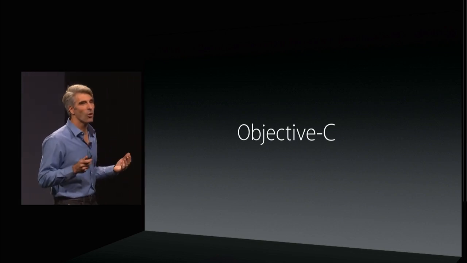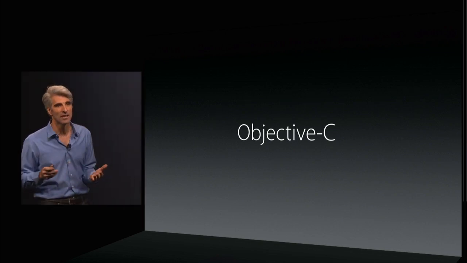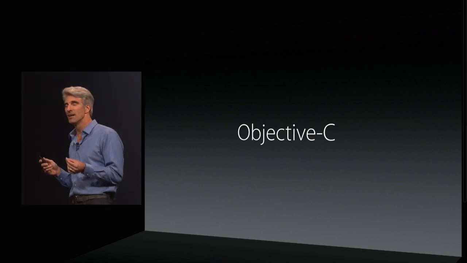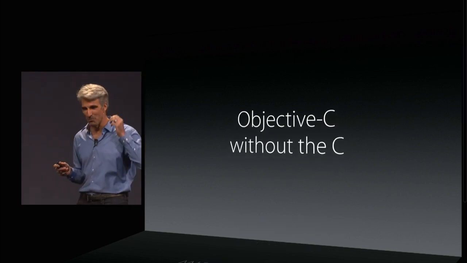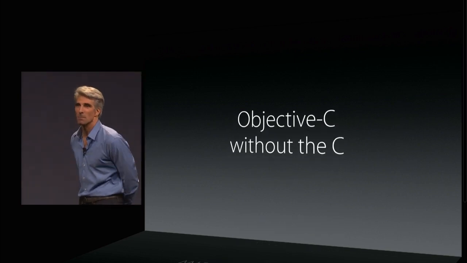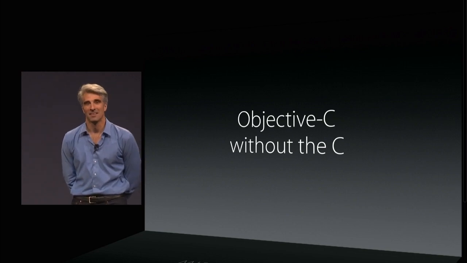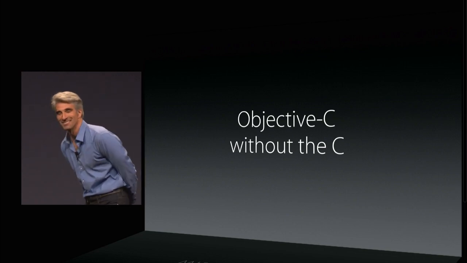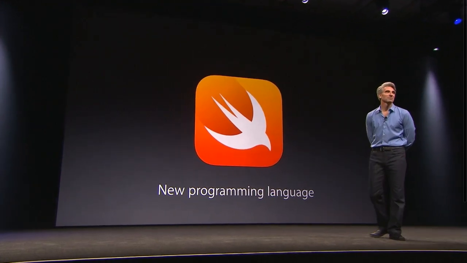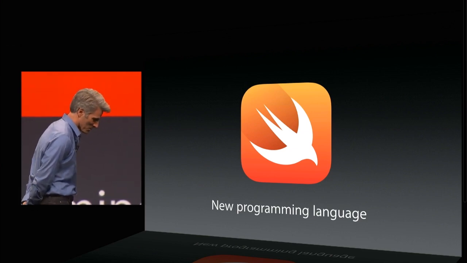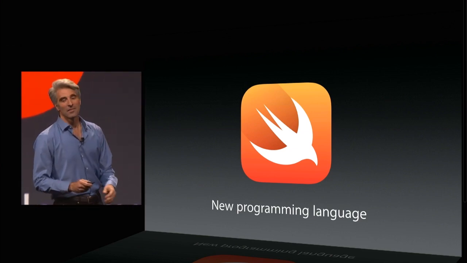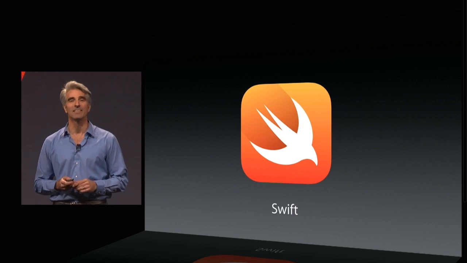Objective-C has served us so well for 20 years. We absolutely love it. But we had to ask ourselves the question, what would it be like if we had Objective-C without the baggage of C? Well, we did more than think about it. We have a new programming language. The language is called Swift, and it totally rules.